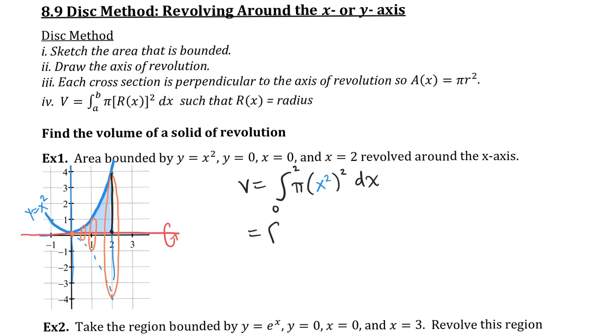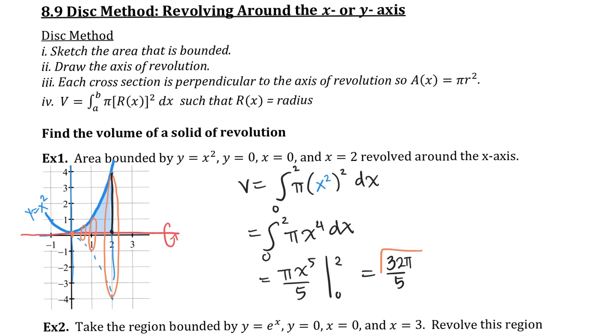Let me rewrite this. This is from 0 to 2 of pi x to the 4th dx. Let me raise that degree. That's going to be pi x to the 5th divided by 5, and I'm going to evaluate it from 0 to 2. If I plug in 2, that's pi times 2 to the 5th, which is 32, so 32 pi over 5, minus 0. This is the volume of this solid of revolution. That's going through all the steps. Let's go ahead and try another one.